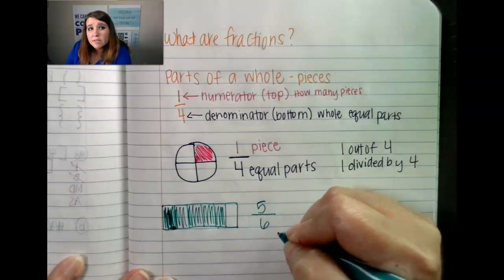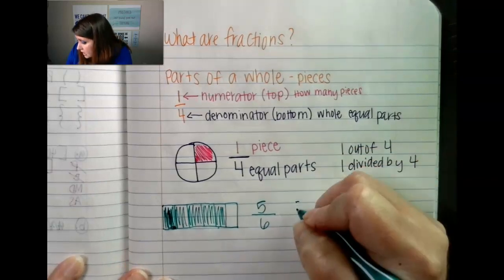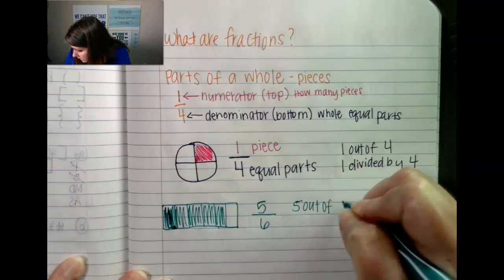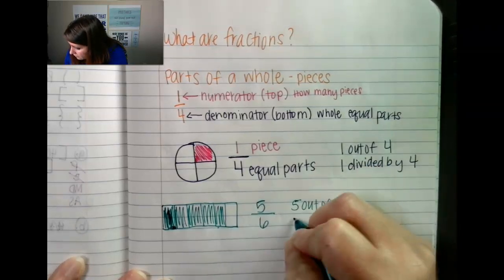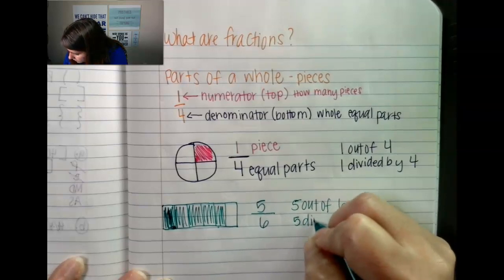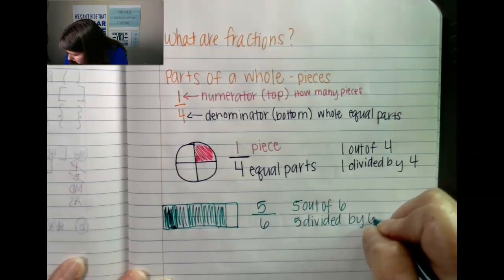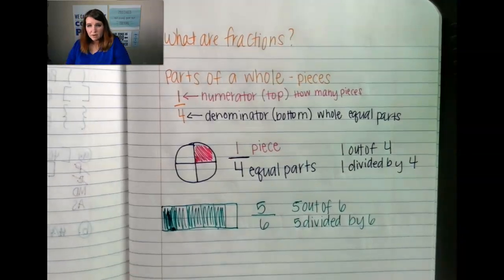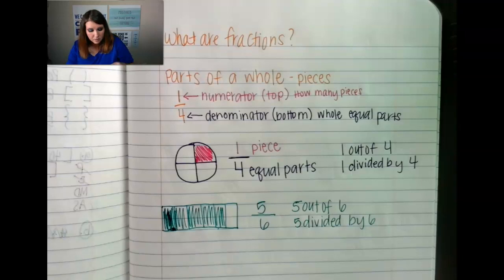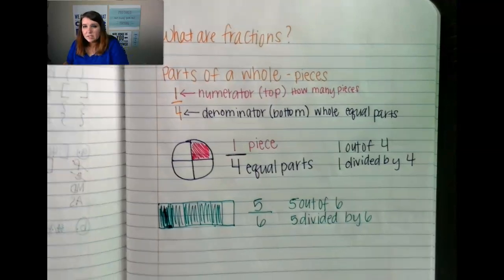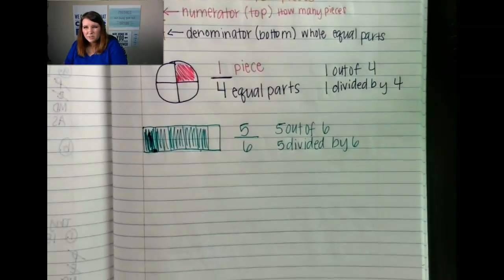So 5/6. This fraction says 5 out of 6, or 5 divided by 6. That's how I would read this fraction. And I am so sorry that my pen exploded. Yuck. Okay, let's go on to another one.